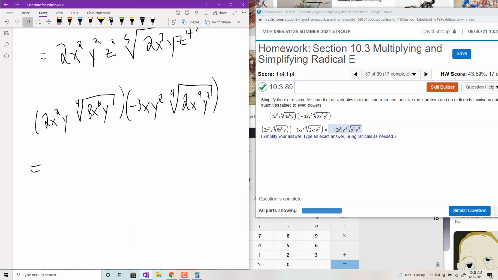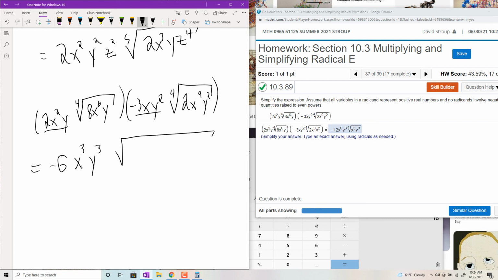Okay, so first I'm going to multiply out the non-radical stuff. So I get negatives, and you could do that using the commutative law. You just have to kind of switch everything around. But anyways, you get negative 6x cubed y cubed.